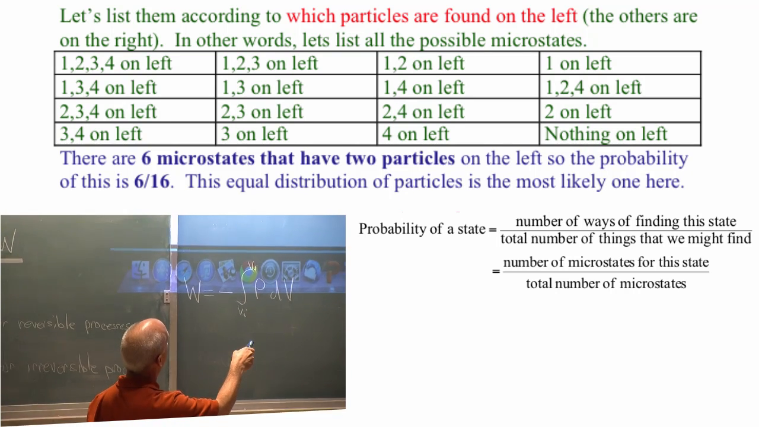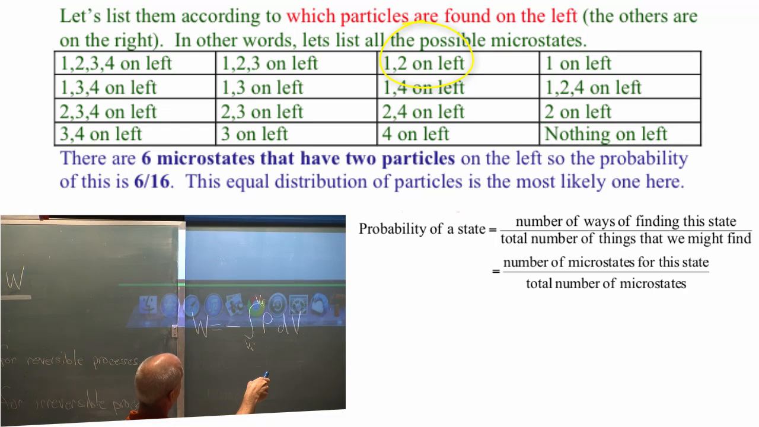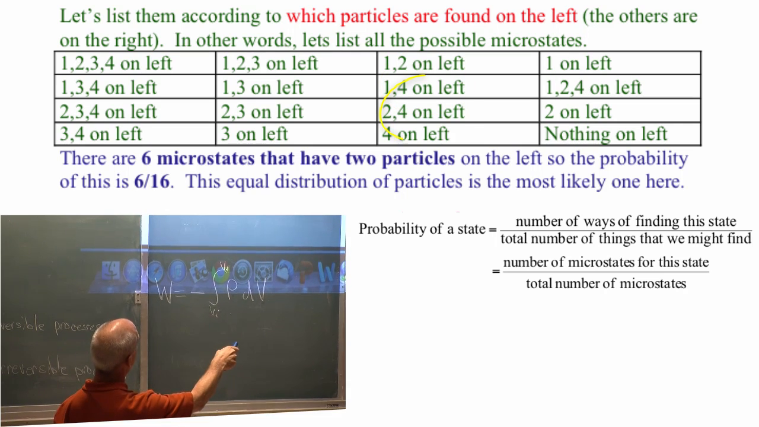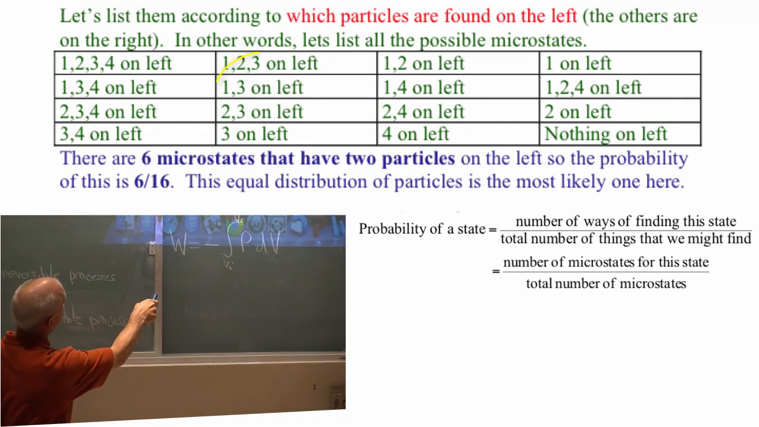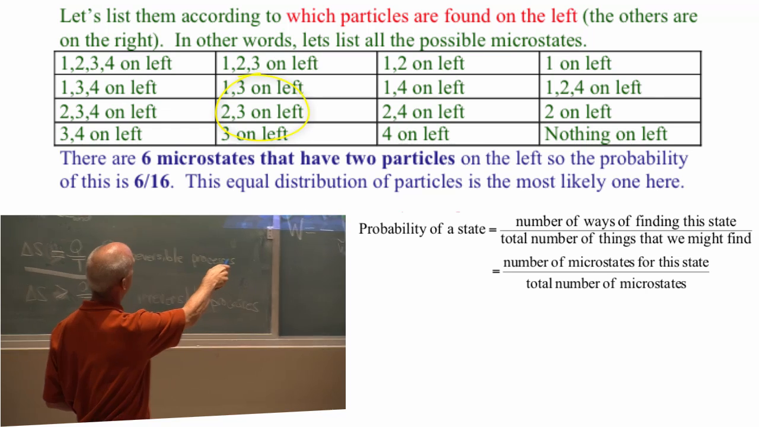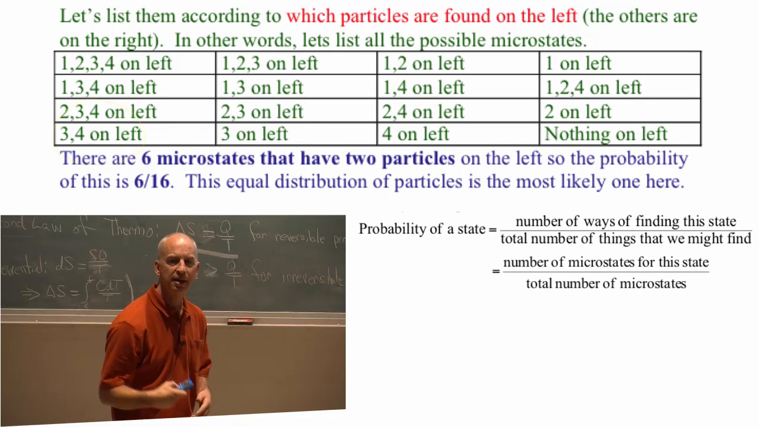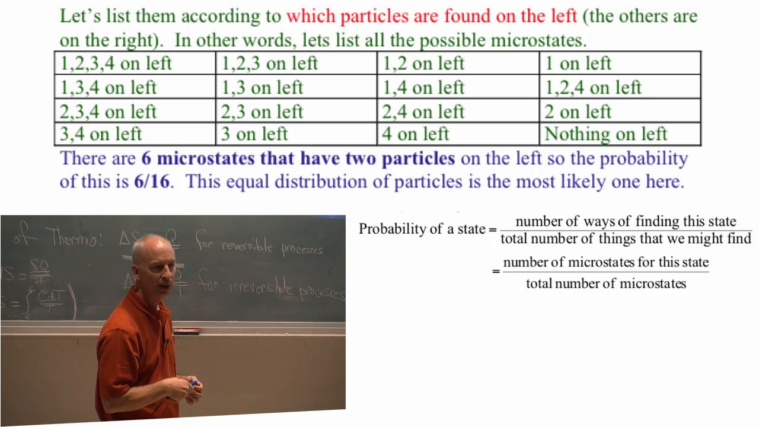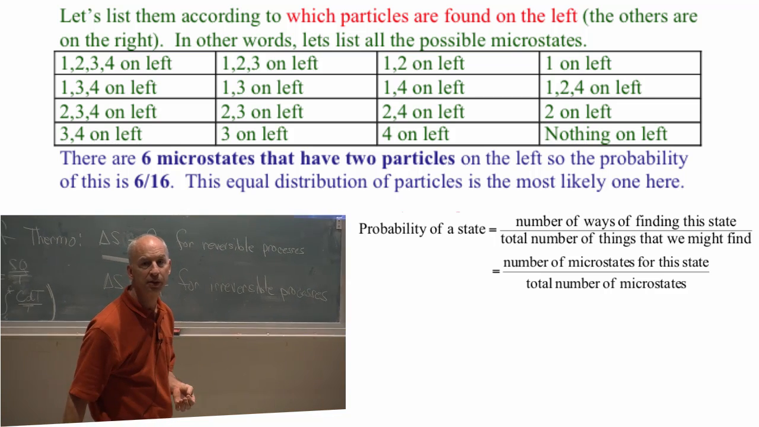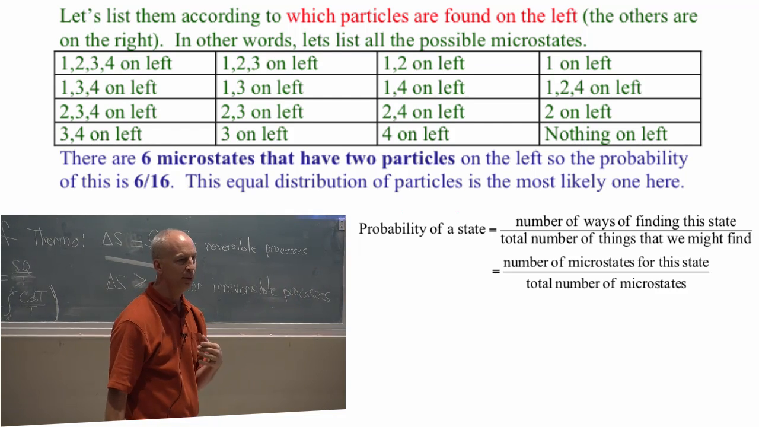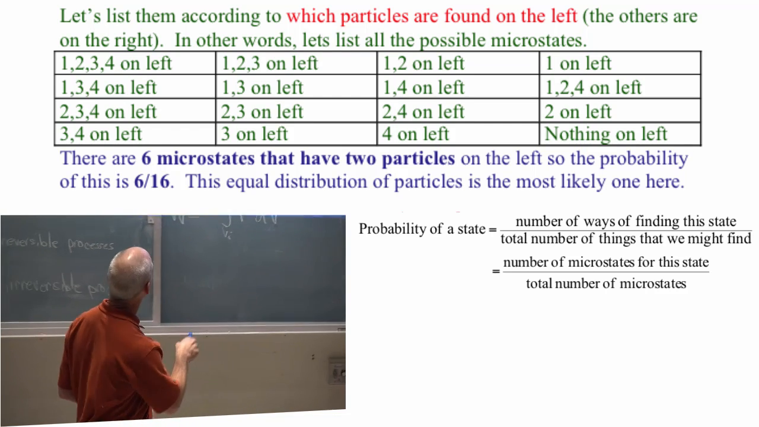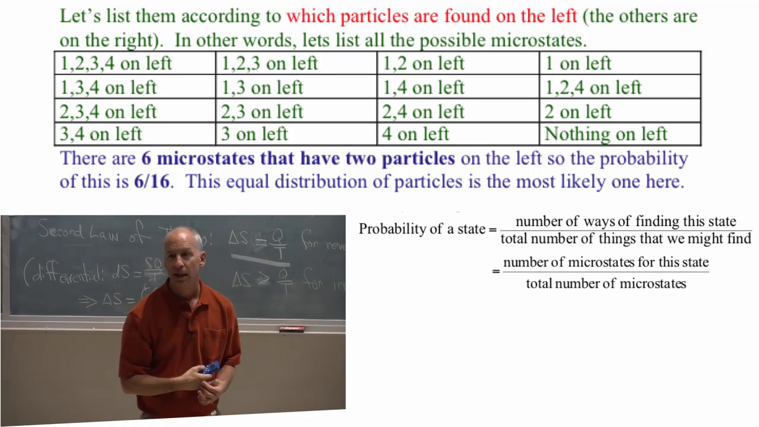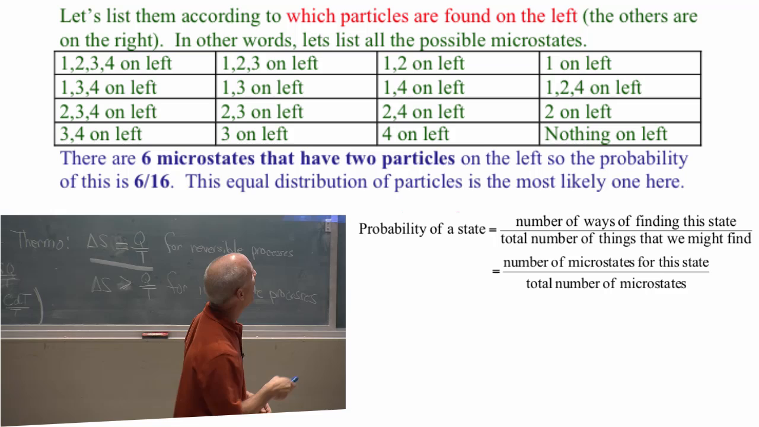Well, here's two on the left. One and two, both on the left. Here's another one, particles one and four on the left. Particles two and four on the left. Particles one and three on the left, two and three on the left, and three and four on the left. There's six of them. Six of these microstates have two particles on the left, and therefore have the other two particles on the right. Six of them are an equal distribution. So the probability that that'll show up is 6/16. That's the biggest probability, it turns out, that you have.